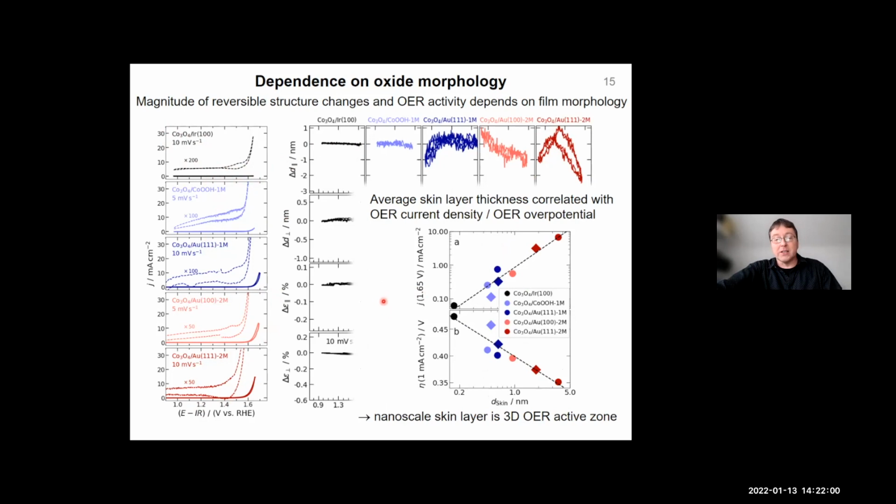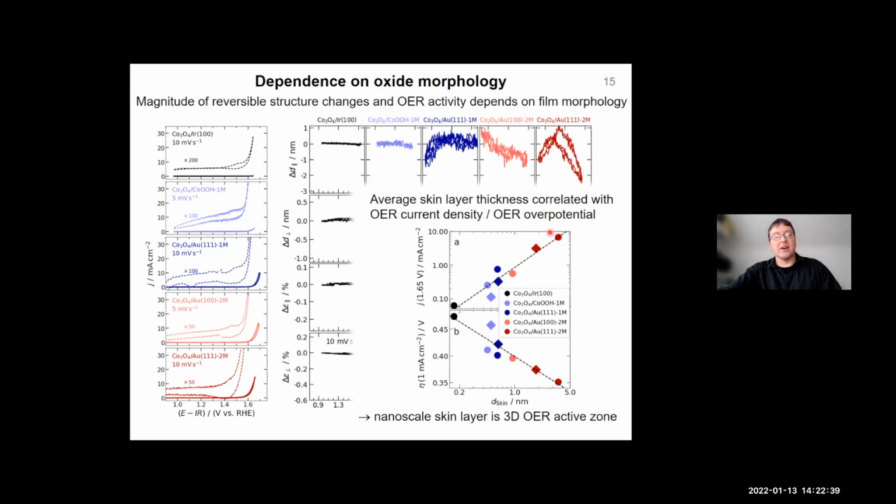And you can do this quantitatively. You can plot either the current at a certain fixed potential as a function of the skin layer thickness, or the so-called overpotential, where you have the onset of the OER, and you see that there's a very clear correlation between the skin layer that is formed on the surface and the reactivity. Interestingly, this is even true in a region where the skin layer is much thicker than just a surface layer, where it's effectively a few nanometers thick.